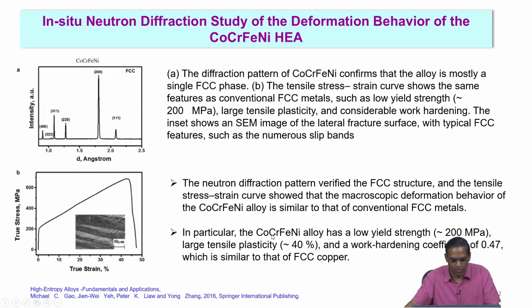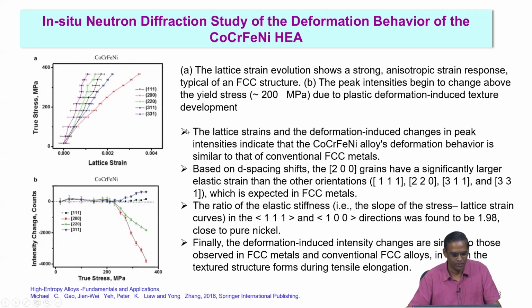In particular, this cobalt chromium iron nickel alloy has a low yield strength, large tensile plasticity, and a work hardening coefficient of 0.47, which is similar to that of FCC copper, which is quite interesting, right? In spite of all this complexity, it behaves like copper. So, what you are seeing here is the lattice strain evolution, which shows a strong anisotropic strain response typical of an FCC structure. So, this is the tensile stress versus lattice strain.